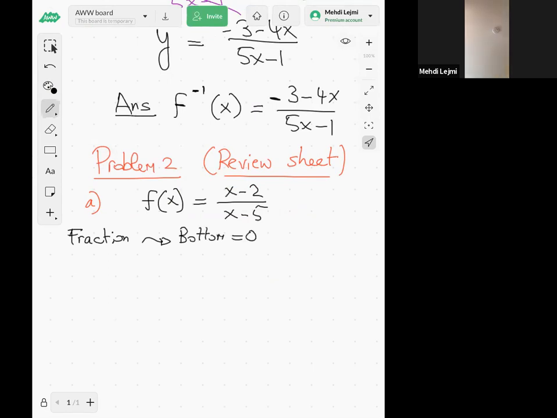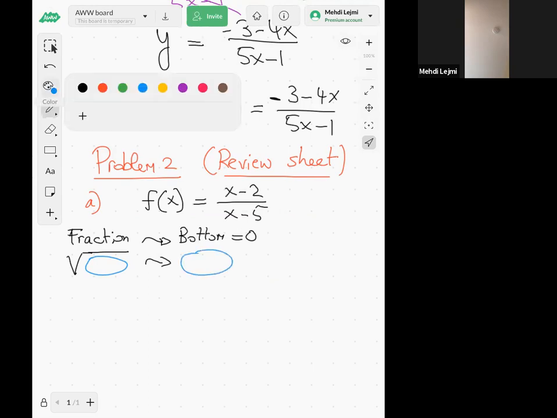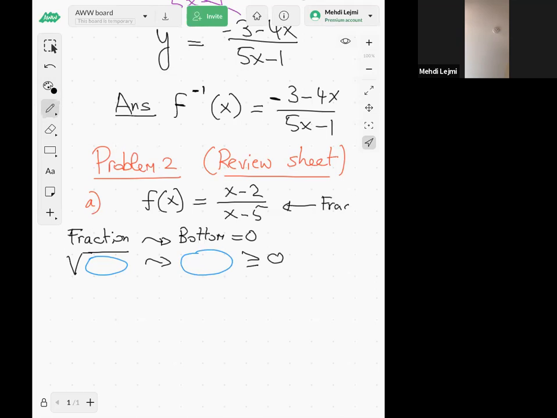And if you have a square root, and you have something under the square root, then of course you have to solve what's under the square root larger or equal to 0. So here, whatever you have under the square root, larger or equal to 0. Of course, if you have something outside the square root, then you don't really worry about it. So anyway, this f of x is obviously a fraction.